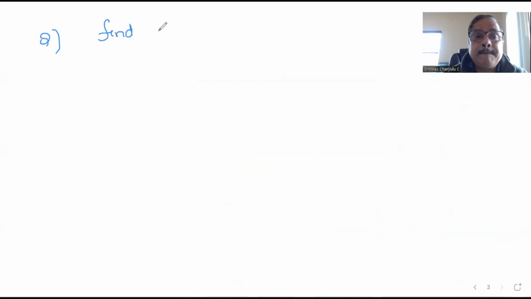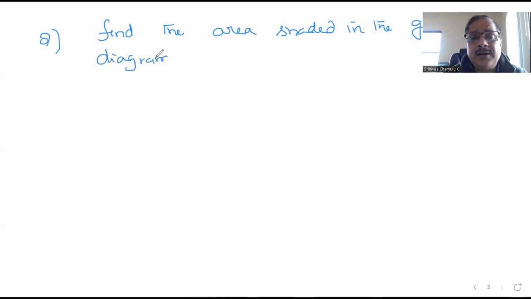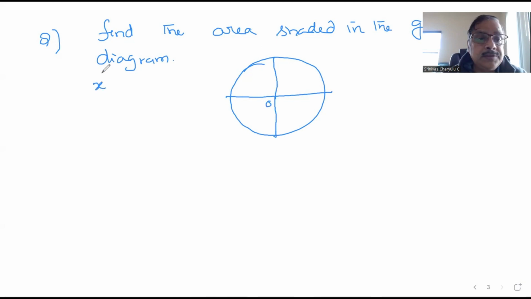Find the area shaded in the diagram. In the given diagram. Very interesting and important sum also. What is the sum they have given? One circle is there. This circle equation they have given: x square plus y square is equal to 4. And they have given one line passing through the origin.